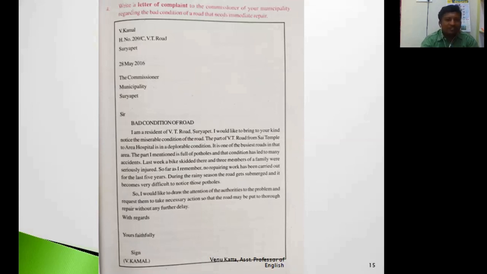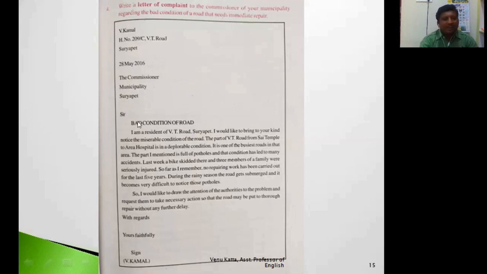Just observe it. Here at the left side, V. Kamal, house number 209 B, VT Road, Suryapet. This is the from address, the sender's address, the writer's address. And then the date, 28th May 2016, the standard format of the date. Next, as it is an official letter, the address: To the Commissioner, Municipality, Suryapet. And here it is the greeting, Sir.